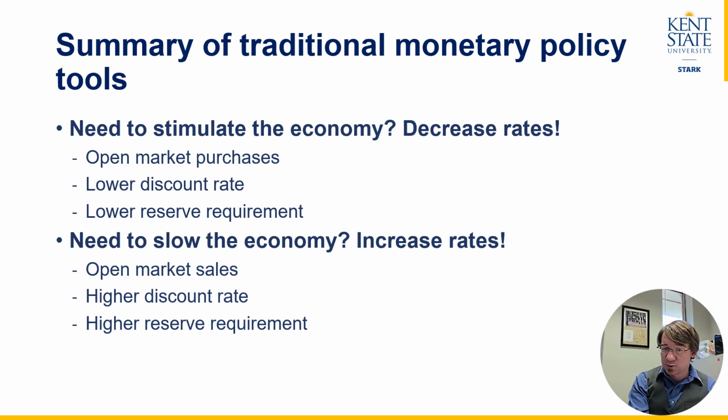Open market sales would do this by soaking up funds so they're no longer available. A higher discount rate would do this. If I can't borrow and then re-lend from the Fed, that's going to limit the amount of borrowing and increase interest rates. And then also a higher reserve requirement. Don't let banks lend out as much of their reserves, and that's also going to limit how much lending can happen, increasing interest rates.